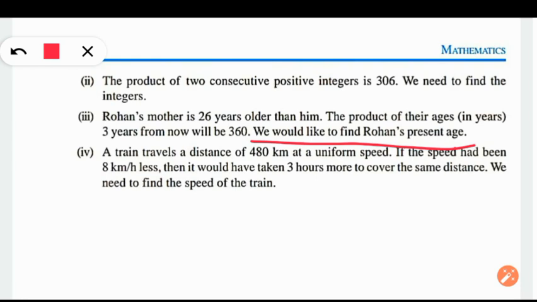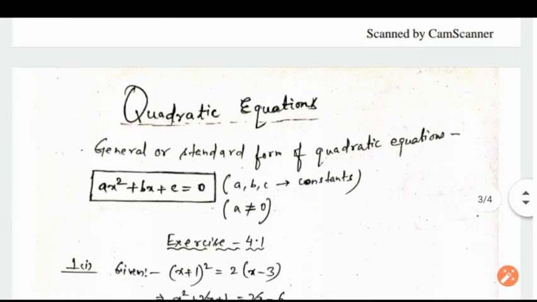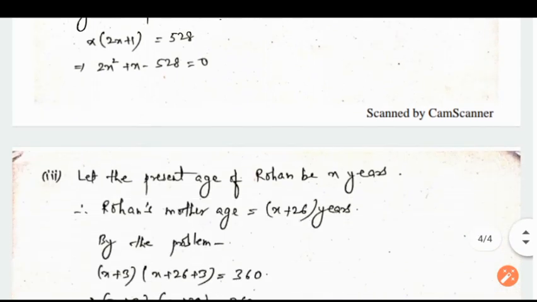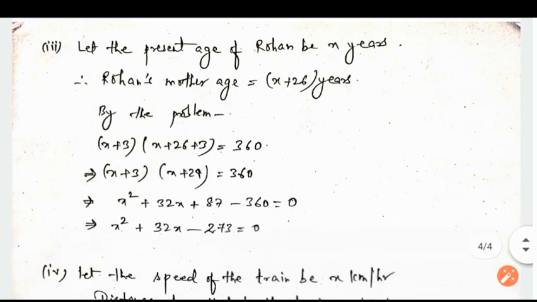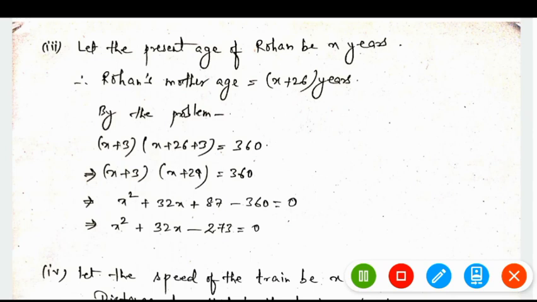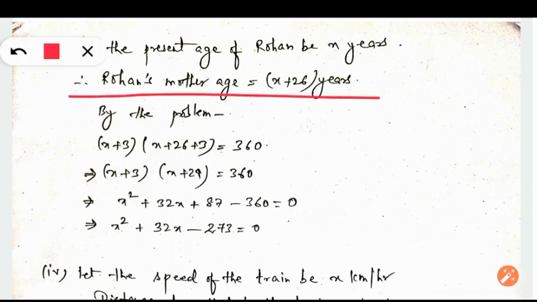So therefore his mother's age will be what? 26 years older than him. That means x plus 26. So let's see how I have solved. Here we have: let the present age of Rohan be x years. So according to the question, Rohan's mother's age will be x plus 26 years.